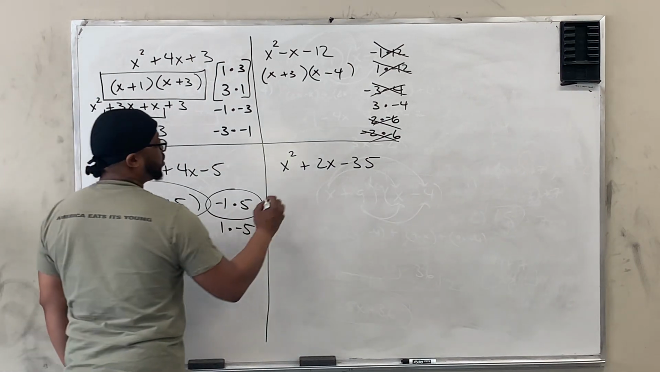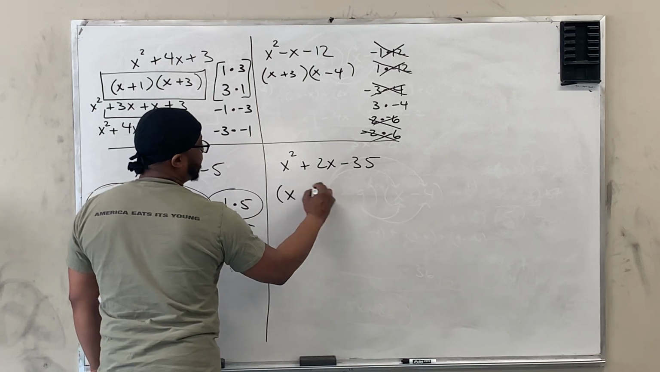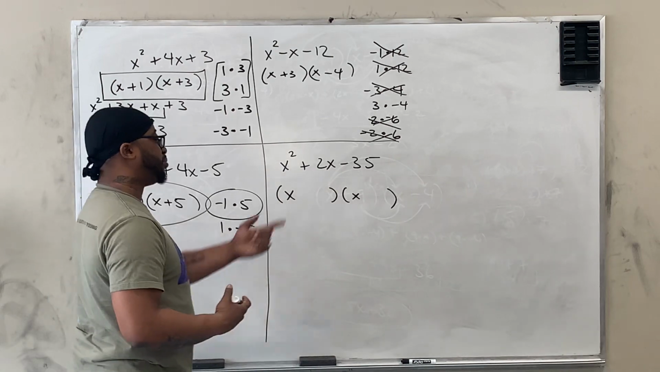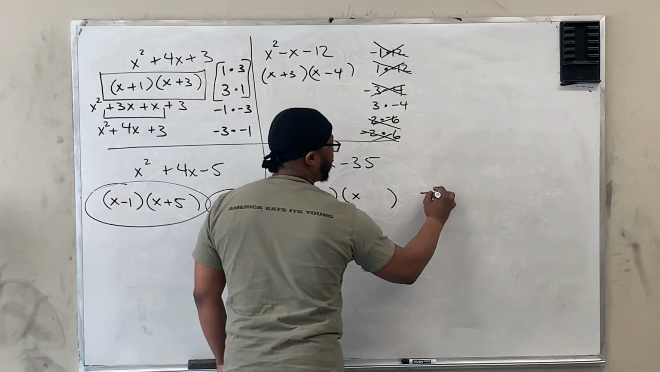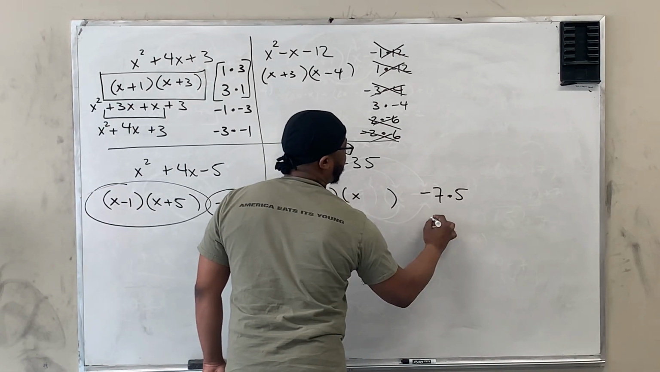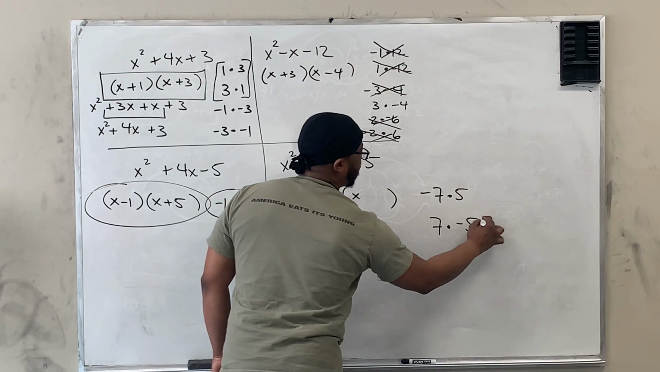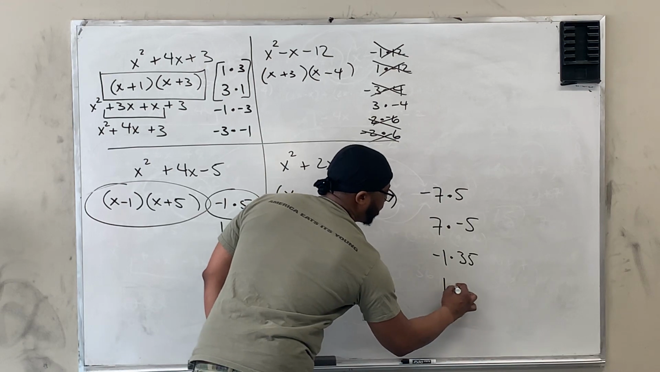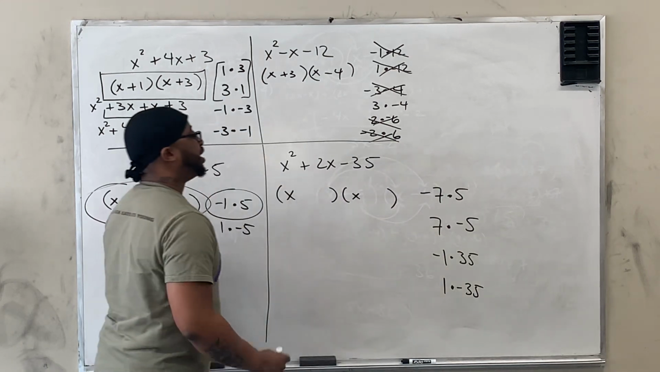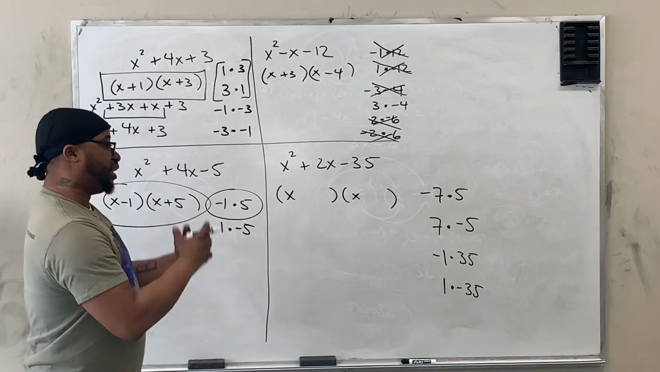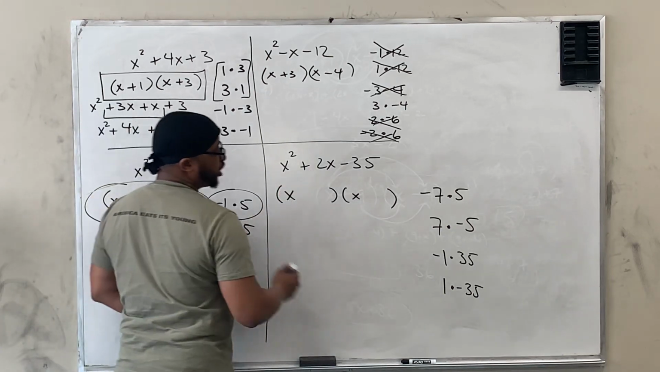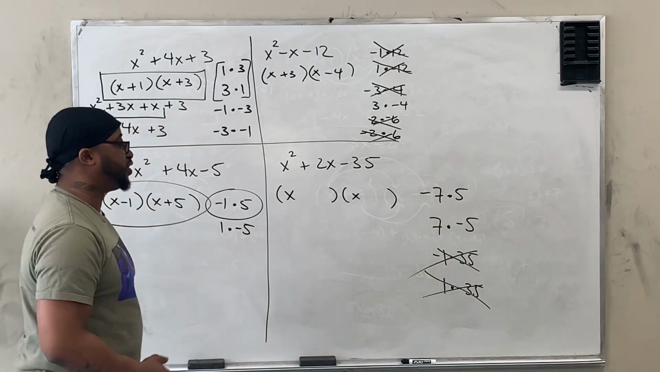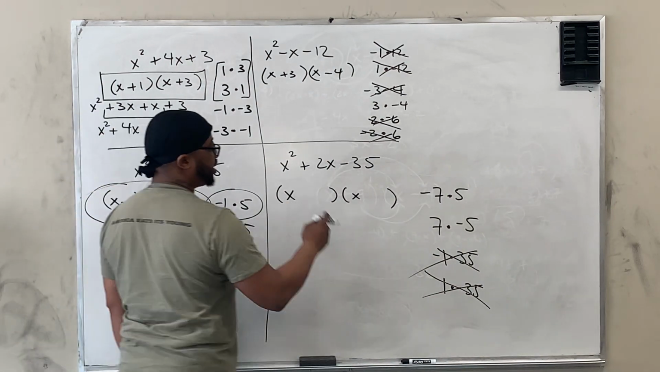Same thing for this last one here. I'm going to put the x here. I'm going to put x here. Now all the numbers that multiply to give me -35. I got a -7 times 5. I got a 7 times -5. I got a -1 times 35. And 1 times -35. Now I need to know out of these numbers combined, which one's going to give me a 2. We can cross out the 1s and the 35s because there's no way they can give us 2 if we combine them. One of these here.